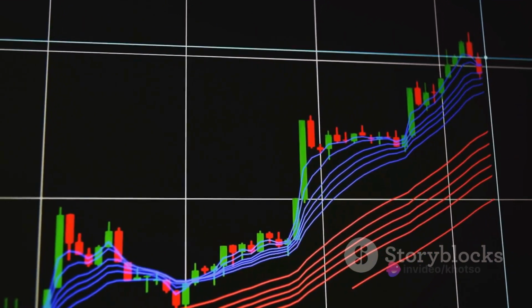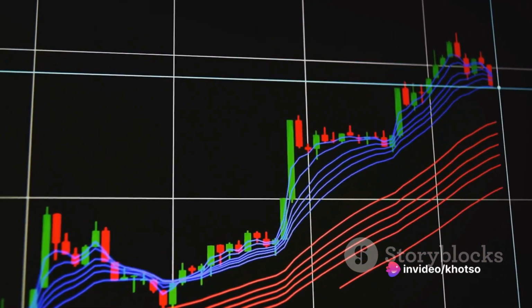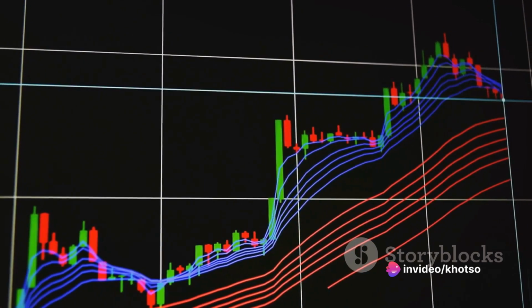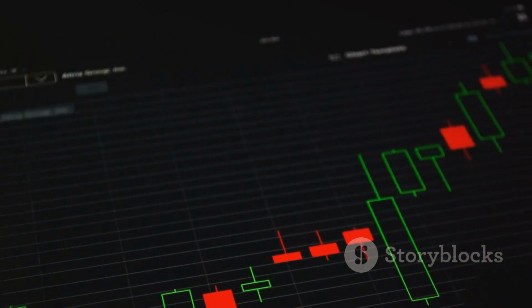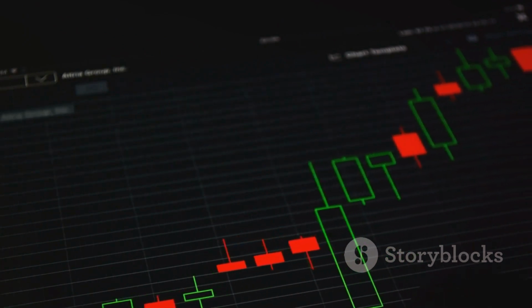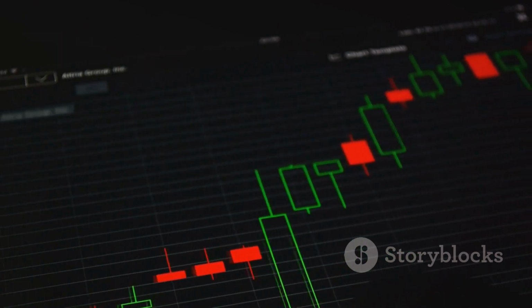But remember, these indicators should not be used in isolation. They should complement your analysis of supply and demand and not replace it. Because at the end of the day, indicators are tools to help you trade, not to make decisions for you. They can guide you, but the final trading decision still rests in your hands.